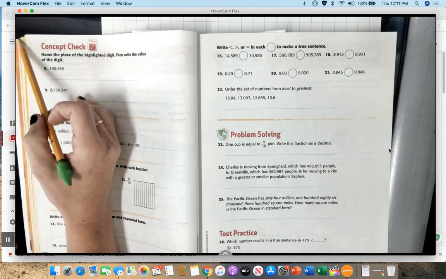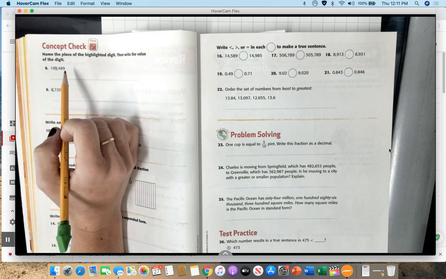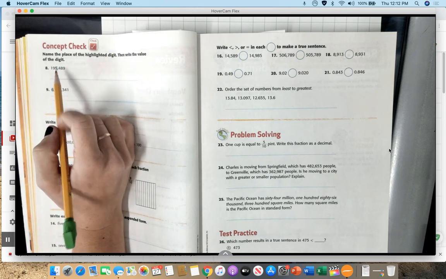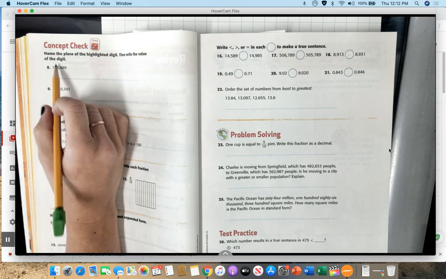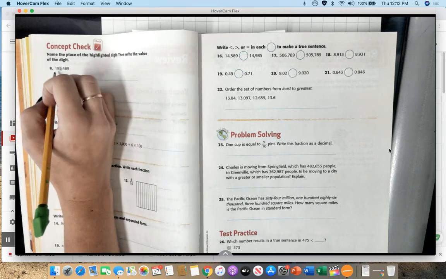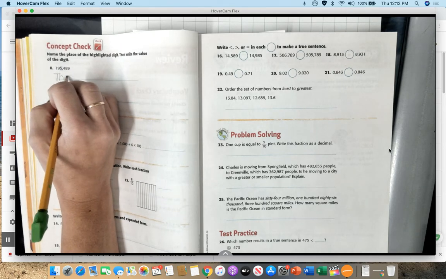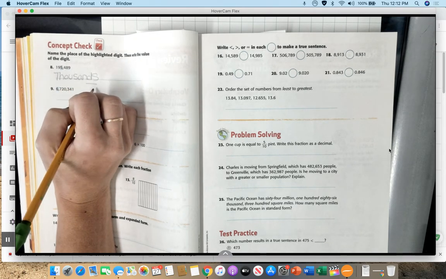It says name the place of the highlighted digit, then write the value of the digit. So I'm going to go ahead and do number 8. The highlighted digit is a 5. We need to name the place it's in. Where is this sitting according to our place value chart? It's sitting in the thousands place. It's very important you spell it correctly. Use your place value chart if you need help.